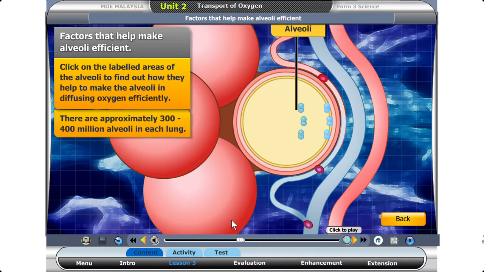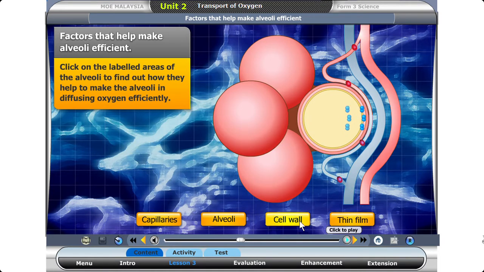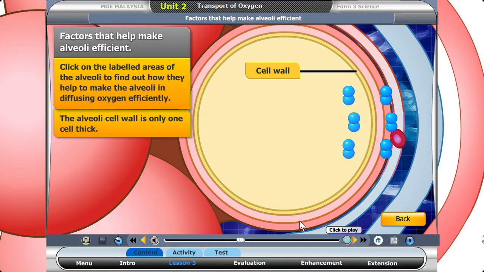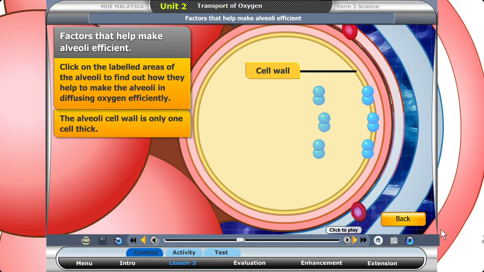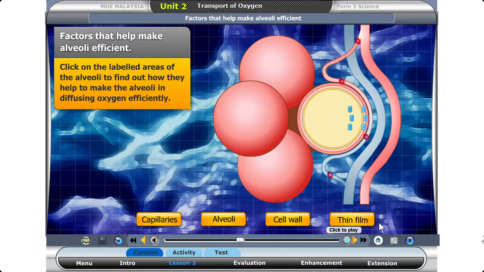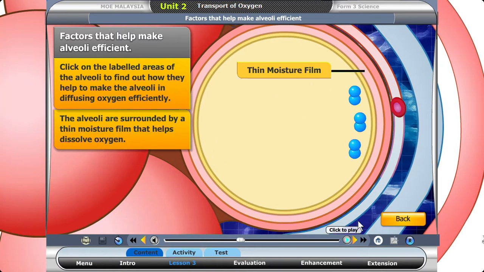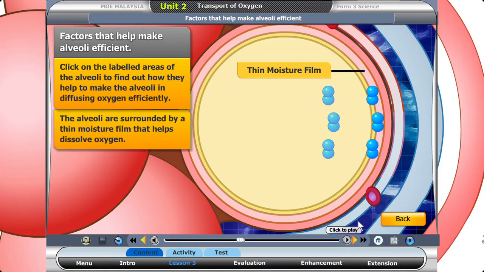There are approximately 300 to 400 million alveoli in each lung. This creates a large surface area equivalent to the size of a tennis court. The alveoli cell wall is only 1 cell thick. The alveoli are surrounded by a thin moisture film that helps to dissolve oxygen.